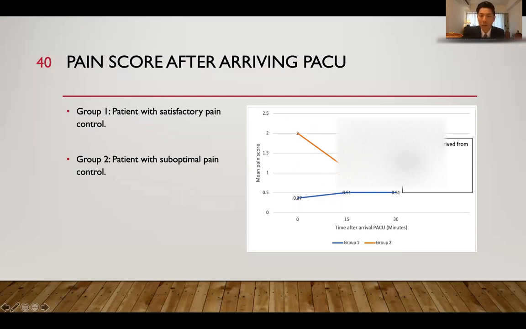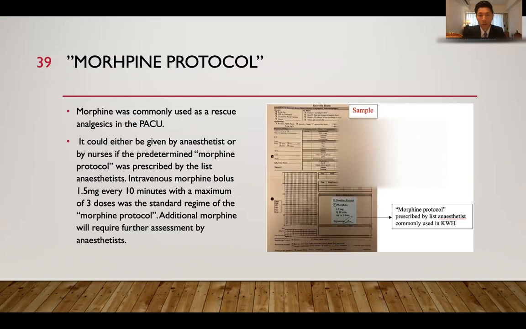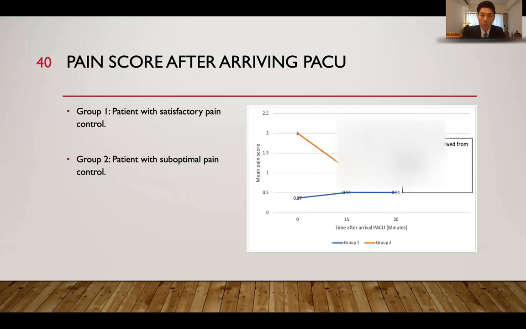That is just about 1.11, very near to mild pain. And for the patients with good pain control initially, the pain score has shown a slight increase. So why is that? What we think is that, due to the morphine protocol or other rescue analgesics, these patients are very likely to receive these analgesics after they arrive because they are painful, so their pain score will drop.